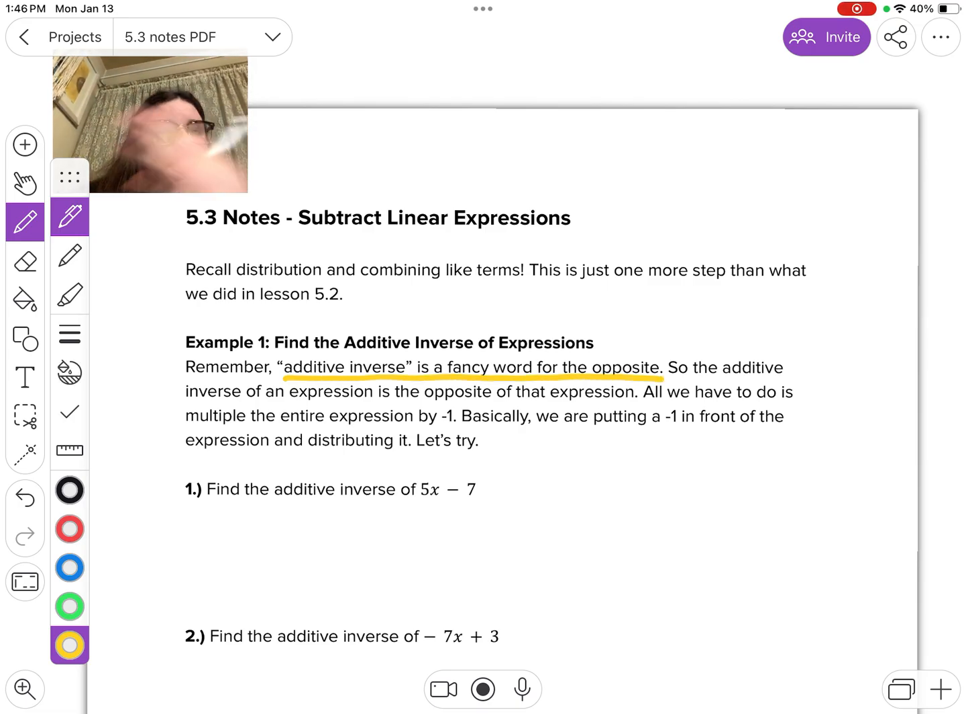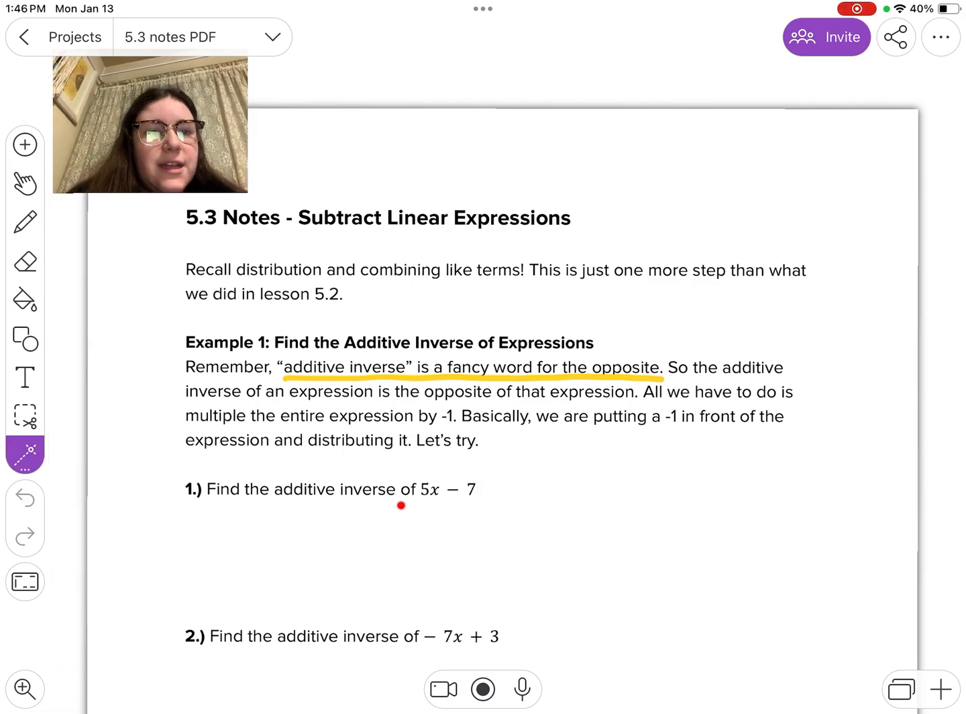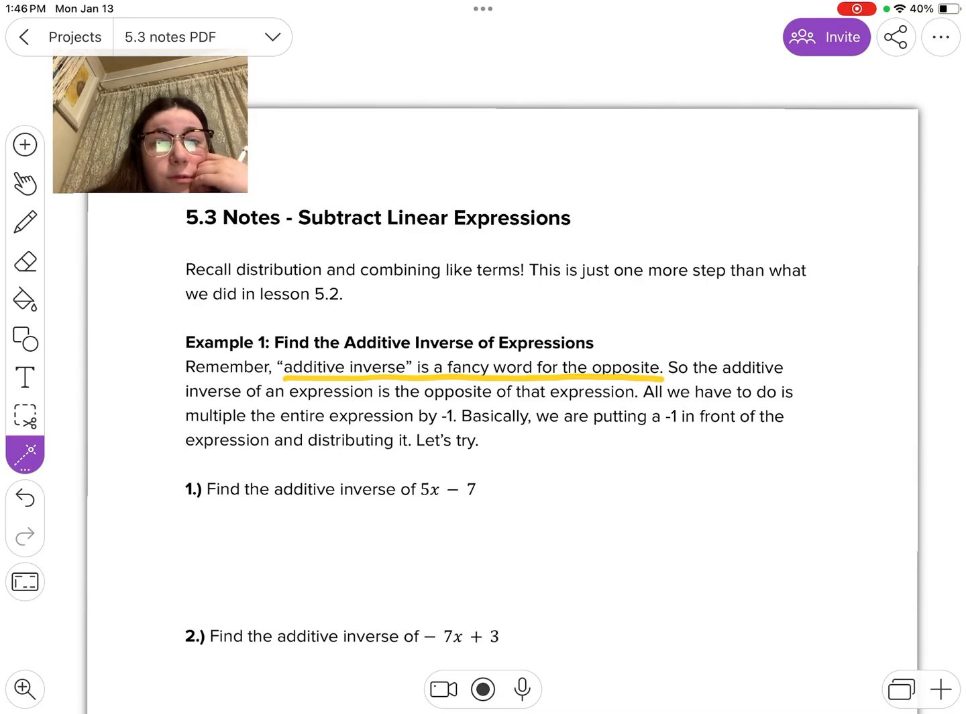So additive inverse is just a fancy word for the opposite. So like if I asked you what's the additive inverse of 7, you would say -7, right? That's kind of what we did with that beforehand. Now, when you have an expression, like your 5x minus 7, when you want the additive inverse of that, we can't just say, oh, it's the opposite, right? It's not as simple as if we just had a whole number, like the opposite of 7 is -7. Instead, what we're doing is we have to multiply by -1.